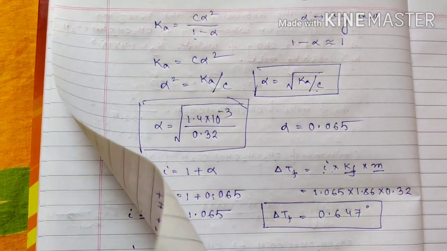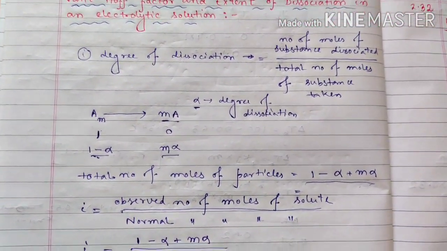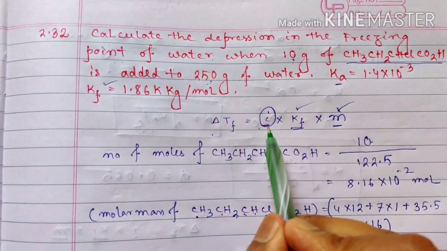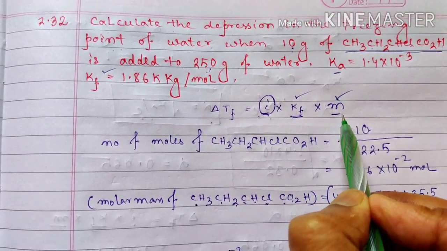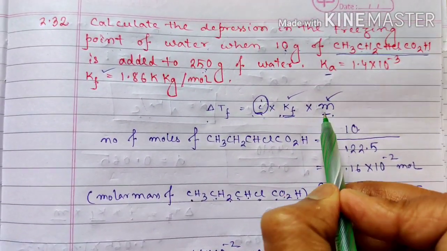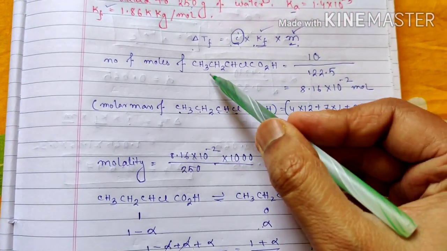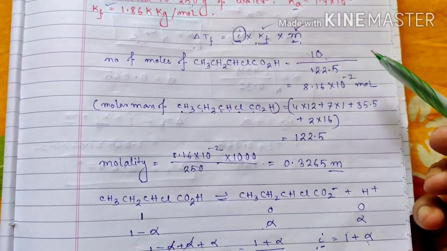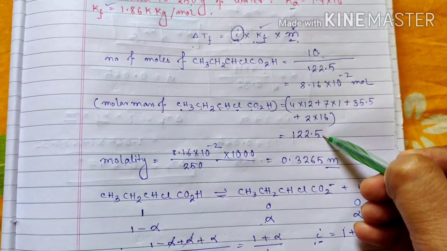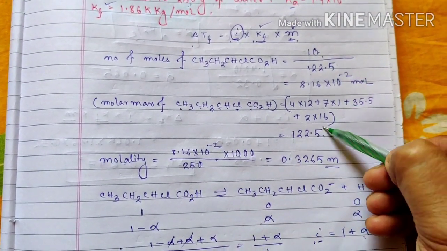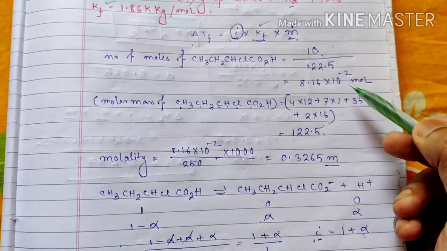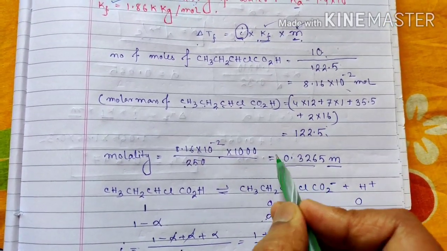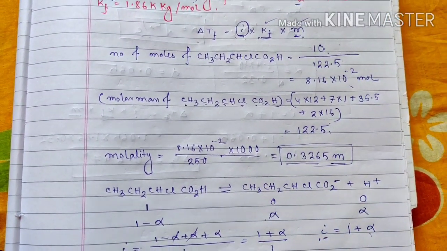Let us repeat the total process once again. What we have done is, ΔTf was equal to i into Kf into m. Kf was given, m we have to calculate separately. So we have calculated the number of moles of this weak acid. For that we need molar mass; given mass by molar mass gives the number of moles. From number of moles we get the molality, so we get that value 0.3265.